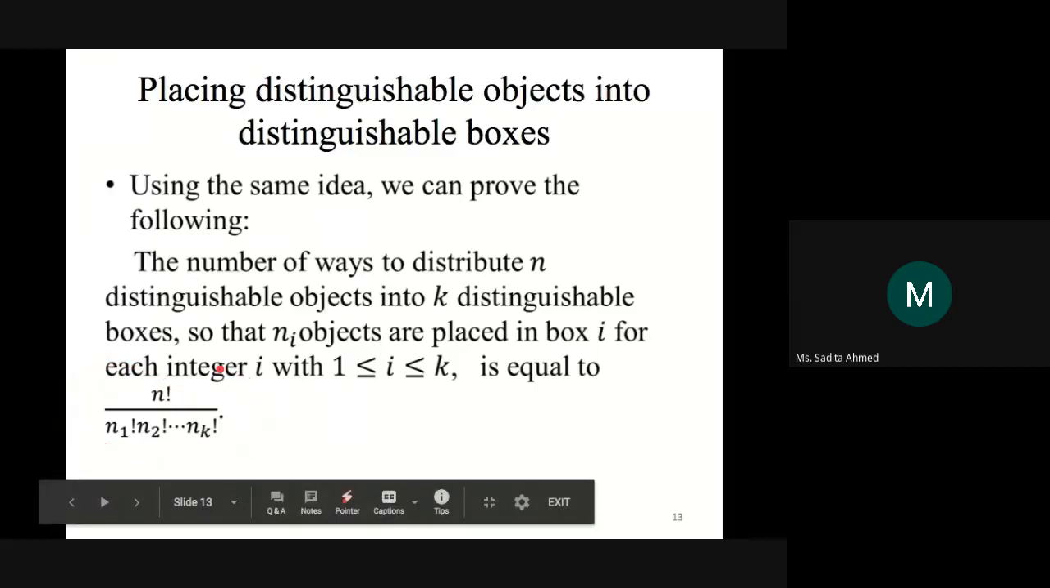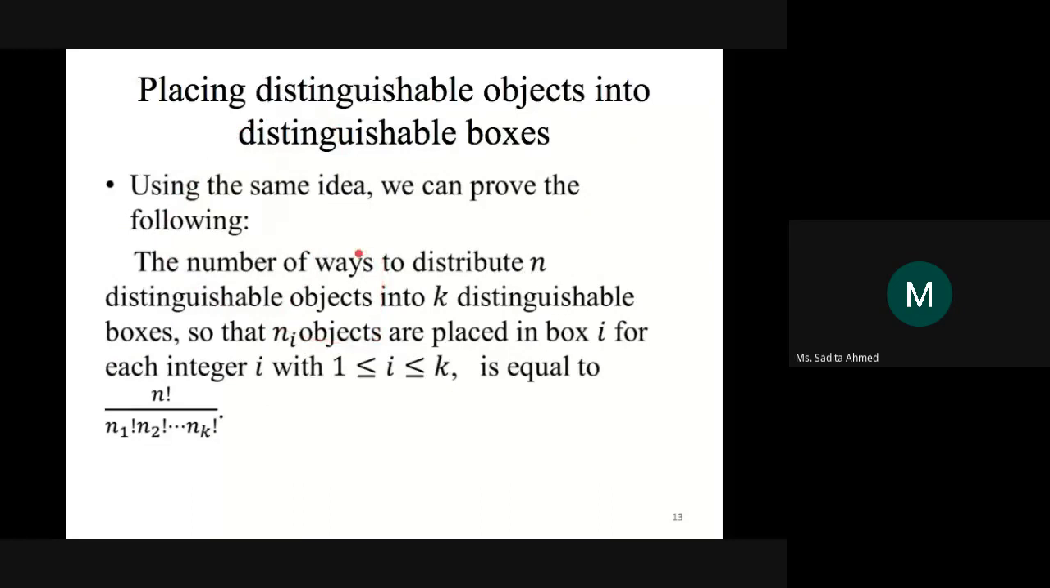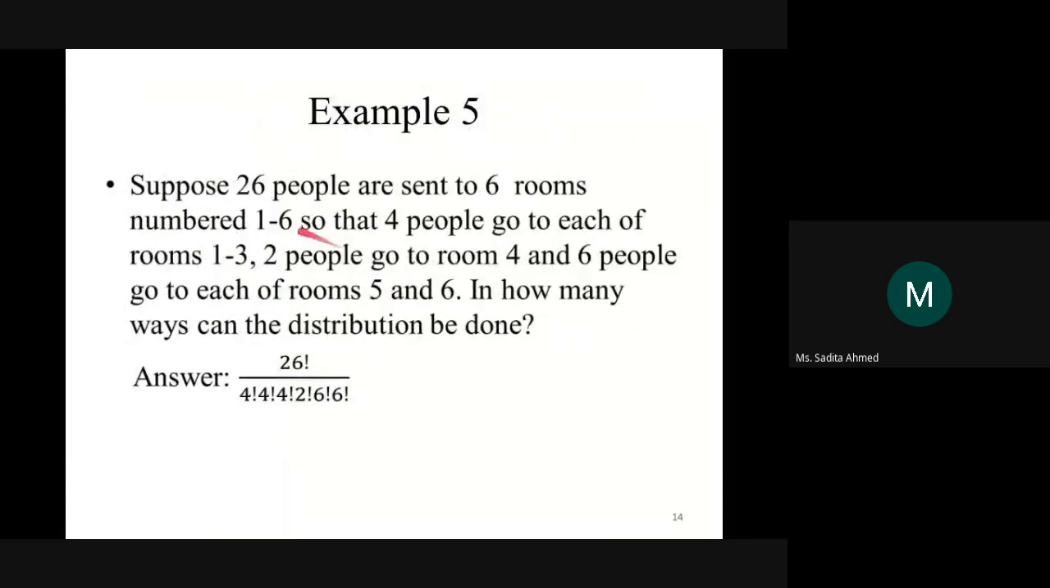Okay. Let's look at this problem. For example, this is an exhibit for this specific definition. We are asked to distribute 26 people among 6 rooms numbered 1 to 6. Since it's people, obviously they're going to be distinguishable. 26 people, they're distinguishable, right? Guys, make sense? Yes, ma'am. Okay. And we have to distribute them among 6 rooms numbered 1 to 6.